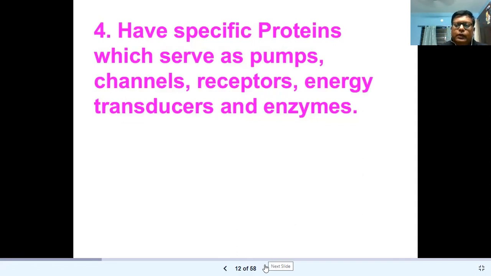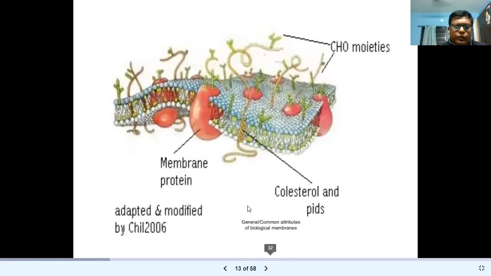Now coming to the protein. The lipid membrane has specific proteins which have functions. They act as pump, channel, receptor, energy transducer, and enzyme. You are looking at the lipid bilayer with the fluid mosaic model. Actually, this is the lipid bilayer. This is the polar head group, and in between the polar head groups are the non-polar tails.